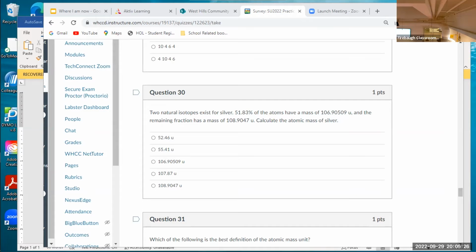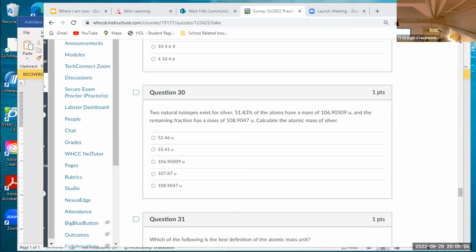Okay, but let's say the other percentage of the time, 48.17% of the time, you get C's. Can I calculate your average in that class, by using both of those numbers, right? So that's the same thing that's happening here. We're calculating the average weight of silver by using the percentages.